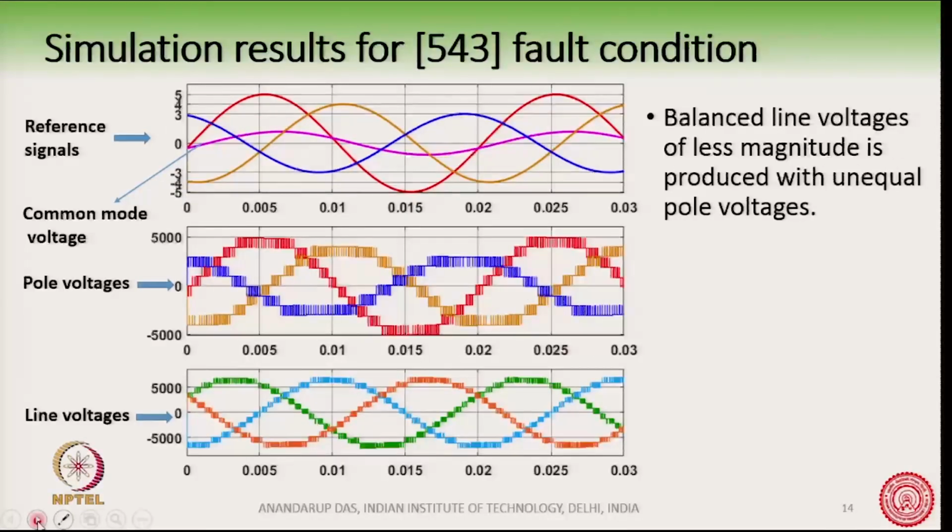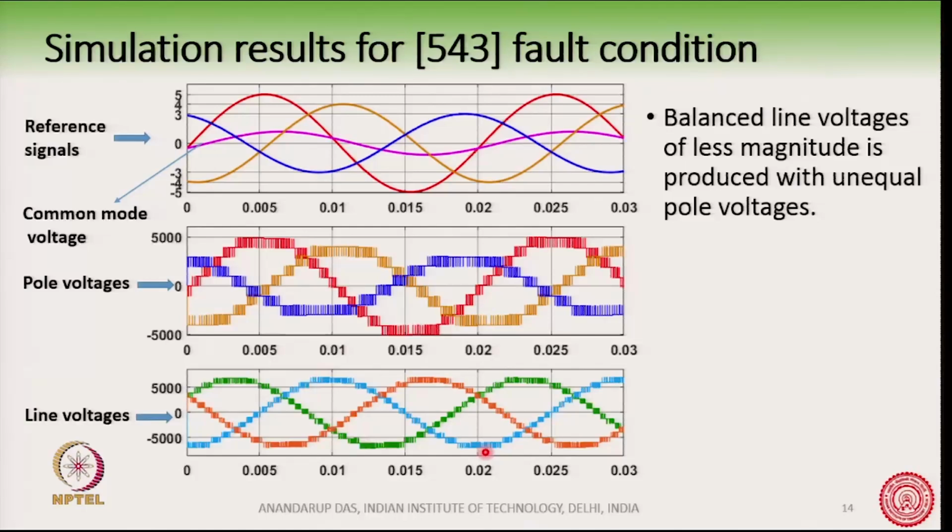Now, when you have a 5-4-3 condition, then the reference signals have become unbalanced, 5 here, 4 here, and the blue one is 3 here, 5, 4, 3, and we see that a common mode voltage has started to appear. The pole voltages, the red one, yellow one and the blue one, you can see are unbalanced. However, the line voltages are completely balanced here.